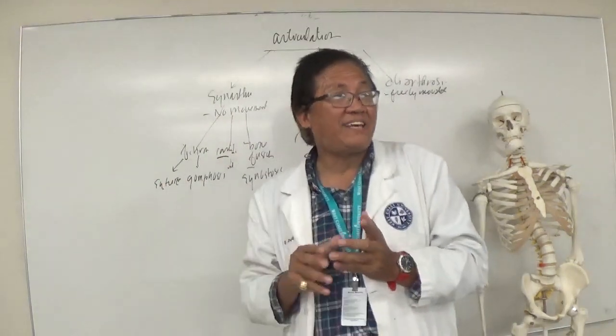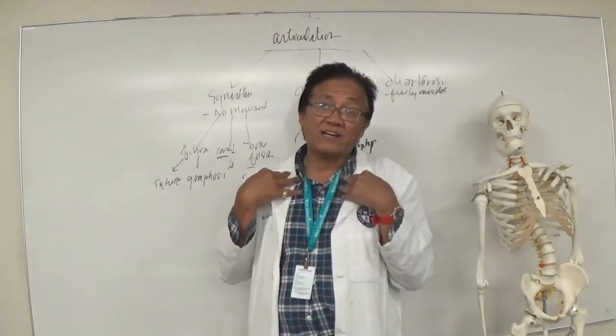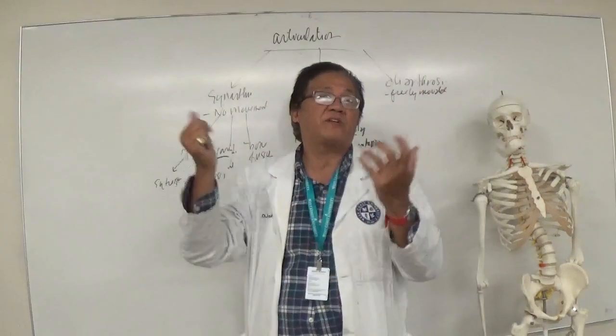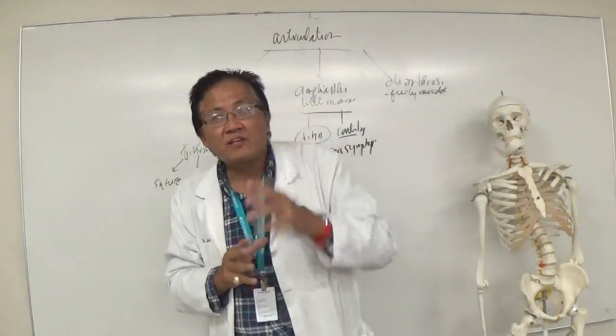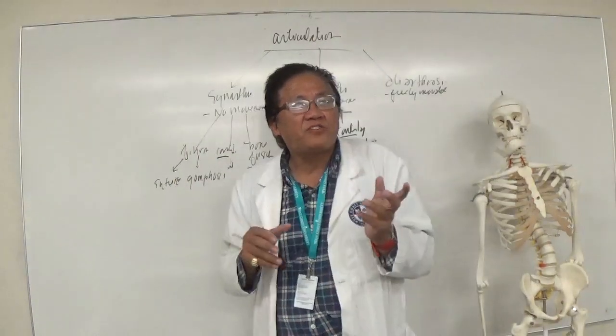Another one is called gliding, right? Your acromioclavicular joint, they glide. Which still, there's still some movement, but it's not as common as the elbow and the wrist of the other joints, right? Okay, so these joints, there are a lot of pathology which we will learn later on in pathophysiology.